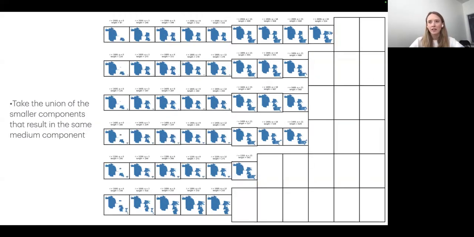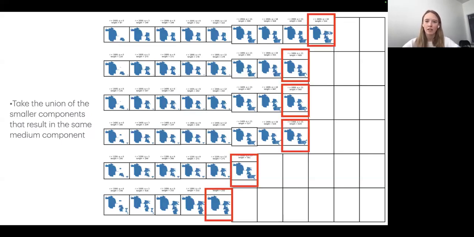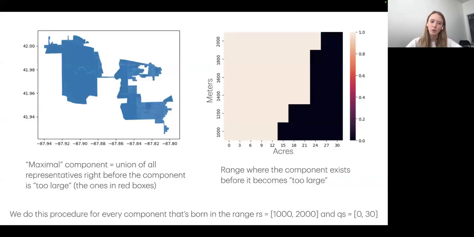So then what we do is take the union of all of the smaller components that end up in the same medium-sized component. So at the top we have, it's disconnected, but as these go through the filtration, they both end up at the same final point here. And so we end up with this collection of spaces where we can take the union of all of those, and that gives us what we're calling our maximal component, or the union of all of those representatives right before they become too large, and whatever that means.